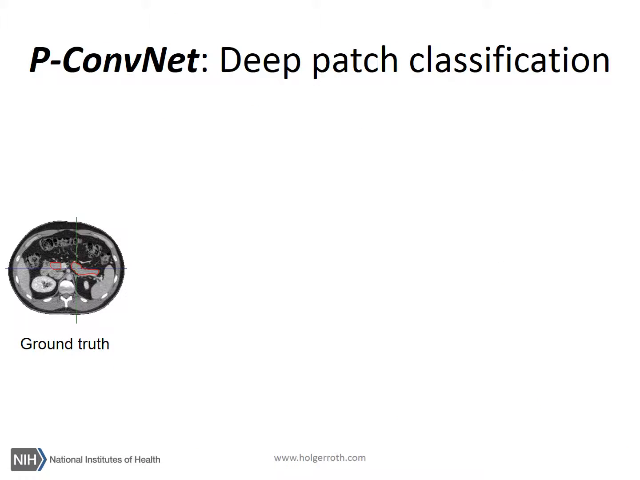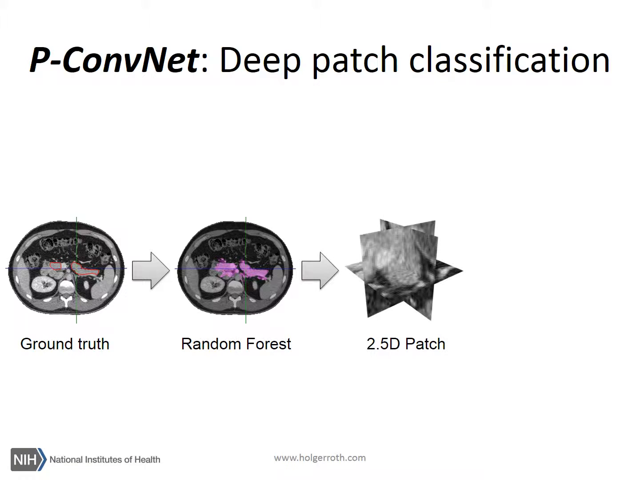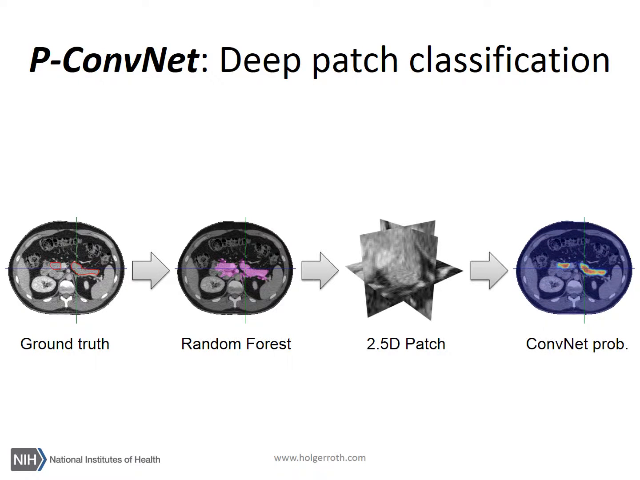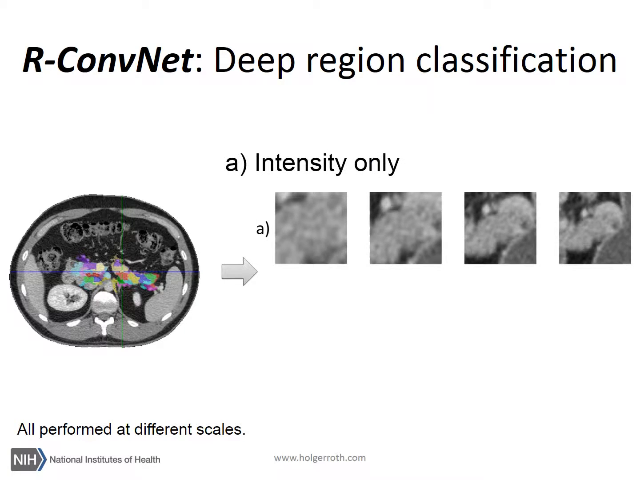We investigate 2 approaches. First, deep patch classification that takes a ground truth image and estimates candidate regions of superpixels via random forests, and then uses a 2.5D sliding patch window with orthogonal viewing directions to produce a ConvNet probability map. The other avenue is to use regional ConvNets for deep region classification.